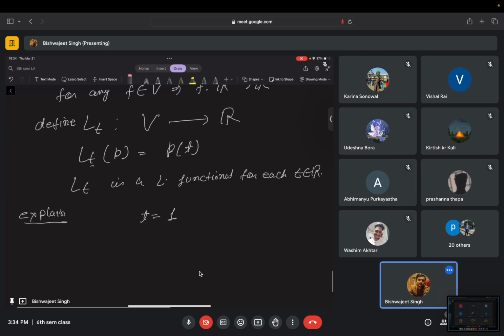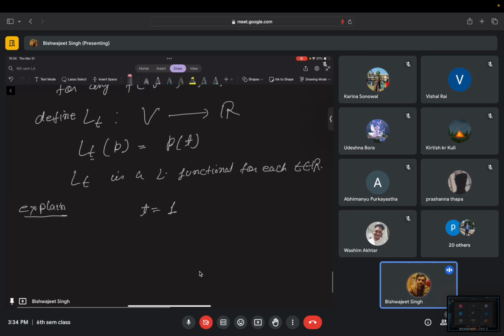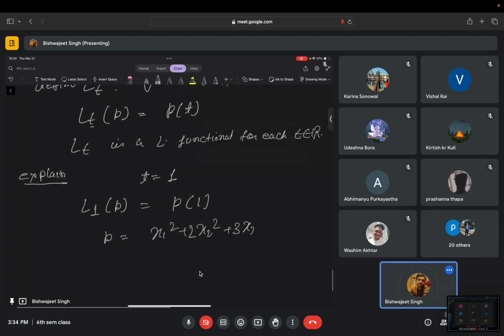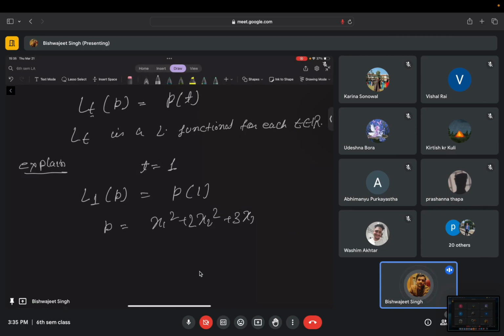Okay, so what does L1 do? How is this L1 of p defined? This is going to be nothing but p of 1, right? If p is some polynomial function, let us say x1 square plus 2x2 square plus 3x3 or whatever, this is some polynomial over R, right?